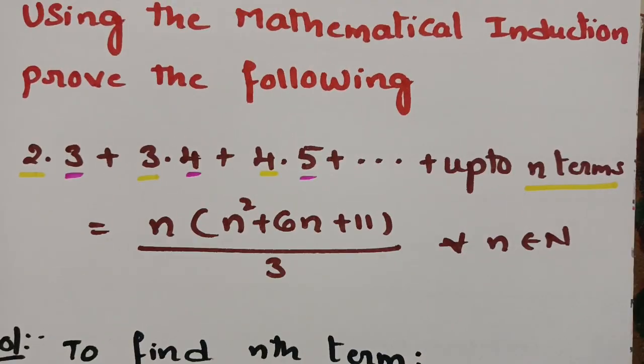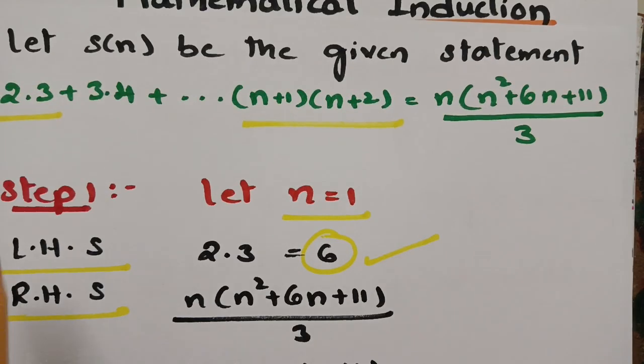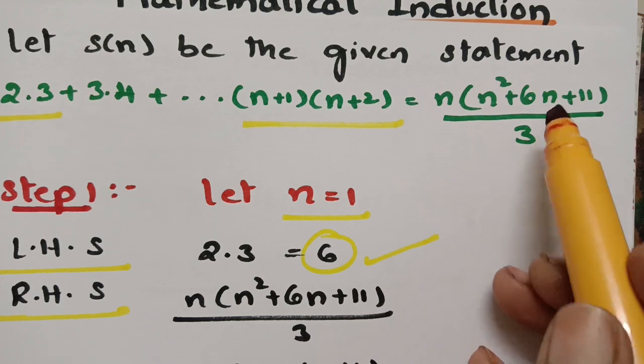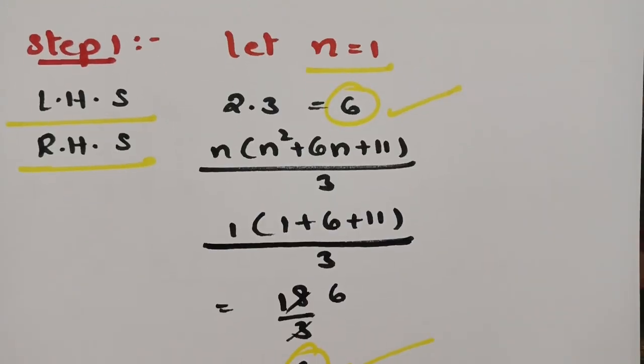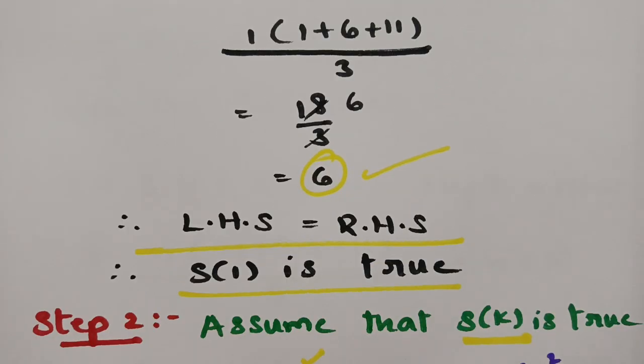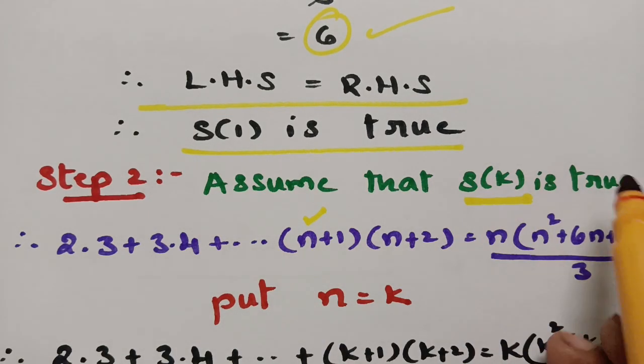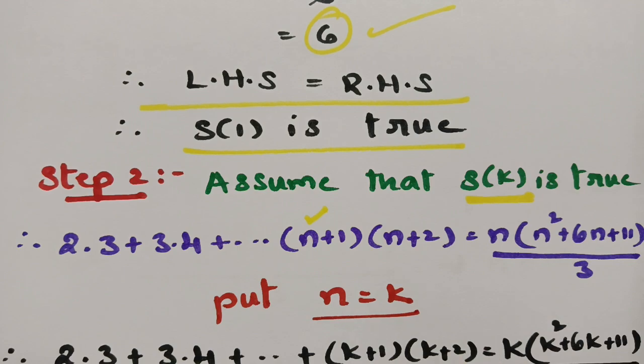And see here, after considering this as a statement, we have to keep n is equal to 1. So this is the LHS part, that is 2 into 3, which is equal to 6. And in the RHS part, if you keep n is equal to 1, we got the same answer as 6. Therefore, LHS is equal to RHS. Therefore, it is true for n is equal to 1. And therefore, we have to assume S of k is true. So we have to assume that n is equal to k is true.